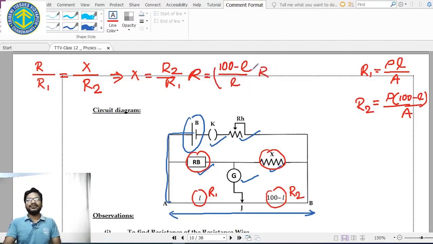We have to find the length at which we get the null point, that means the balance condition. So our job here is to first make the circuit, the entire circuit, and then put a certain resistance in the resistance box RB. Suppose RB takes 2 ohms, or 3 ohms, or 4 ohms, likewise, and then we will find the length at which we get zero deflection in this galvanometer. These are the steps we will do one by one. The detailed discussion is given in the PDF. You will read the PDF and understand everything.